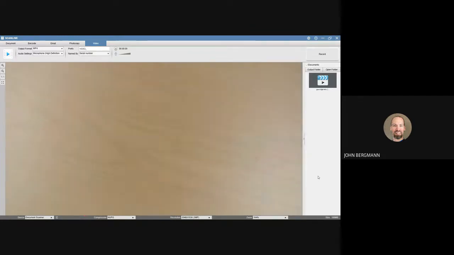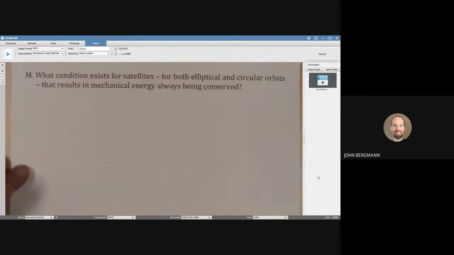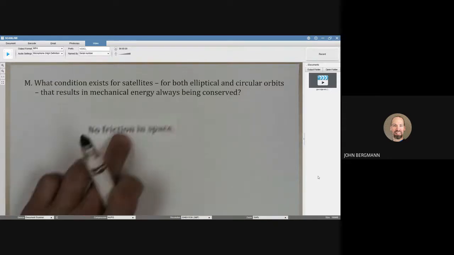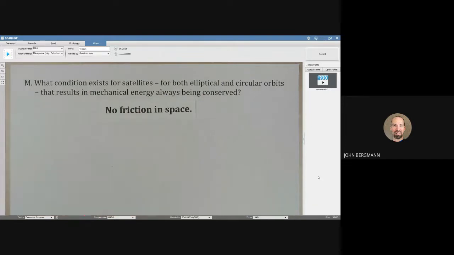Let's finish then by answering this pretty easy question. What condition exists for satellites for both elliptical and circular orbits, incidentally, that results in mechanical energy always being conserved? No friction in space. If there's no friction in space, mechanical energy is jolly well conserved.